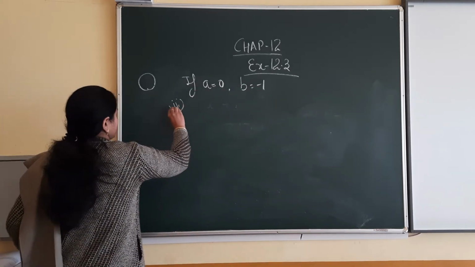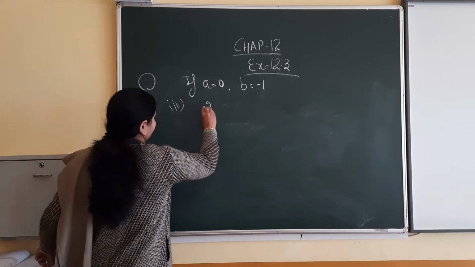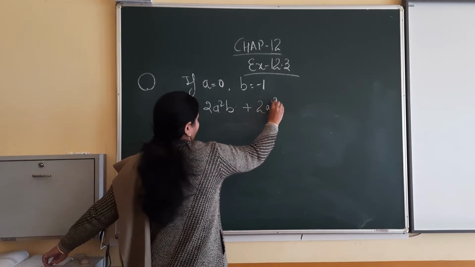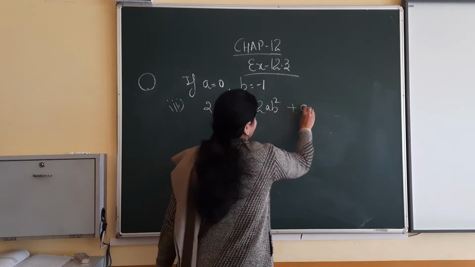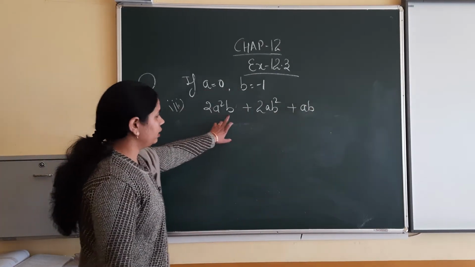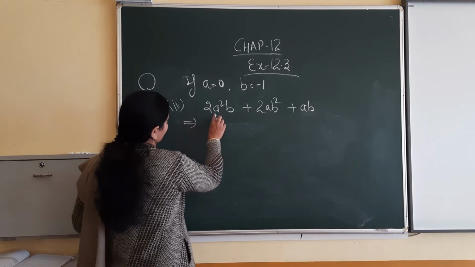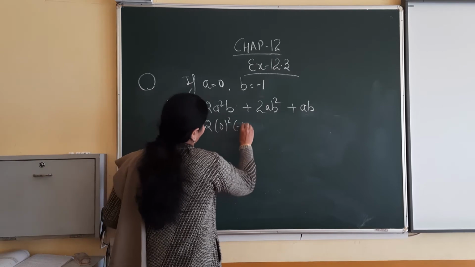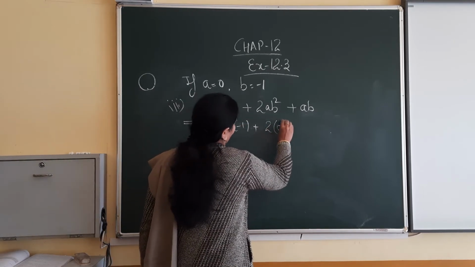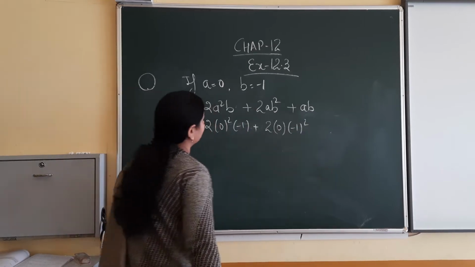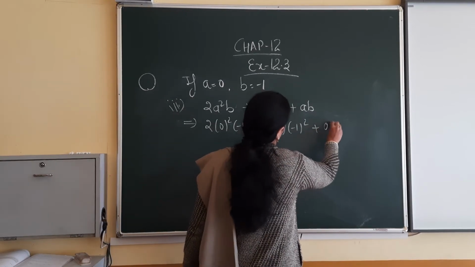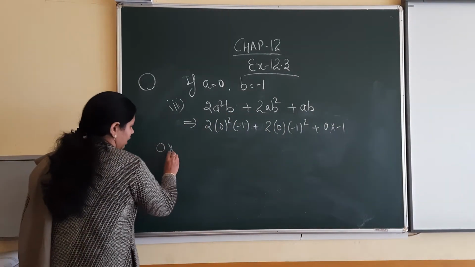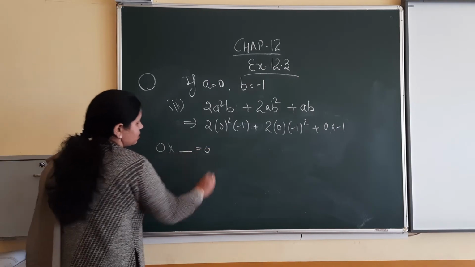So in the third part, the expression given is 2a square b plus 2ab square, and then the third term is plus ab. Already we know the values of a and b, so put the given values here in the next step. In place of a, we know 0 is here, b is minus 1, plus 2, a is 0 and b is minus 1. Now plus a is 0 and b again is minus 1. Okay, we know when 0 is multiplied with any number, the answer becomes 0 only.